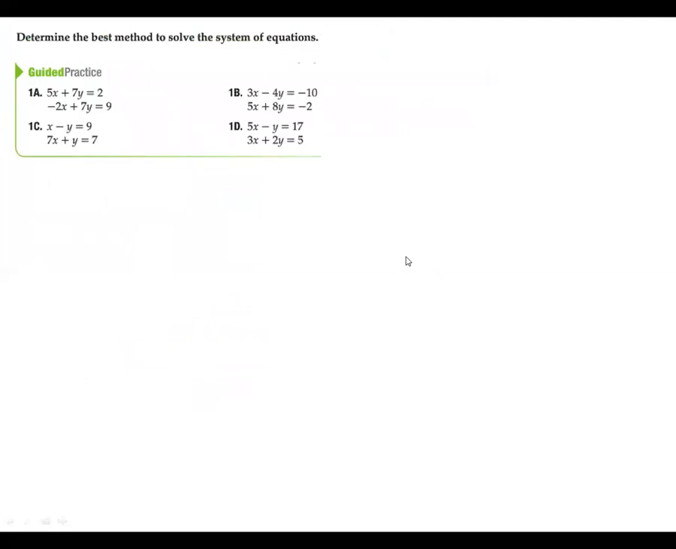Here are 4 for you to try. You don't have to work through each one, but try to figure out which method would work better, and then if you want to solve them, go ahead and solve them. Pause the video. All right, we're back. What did you get?